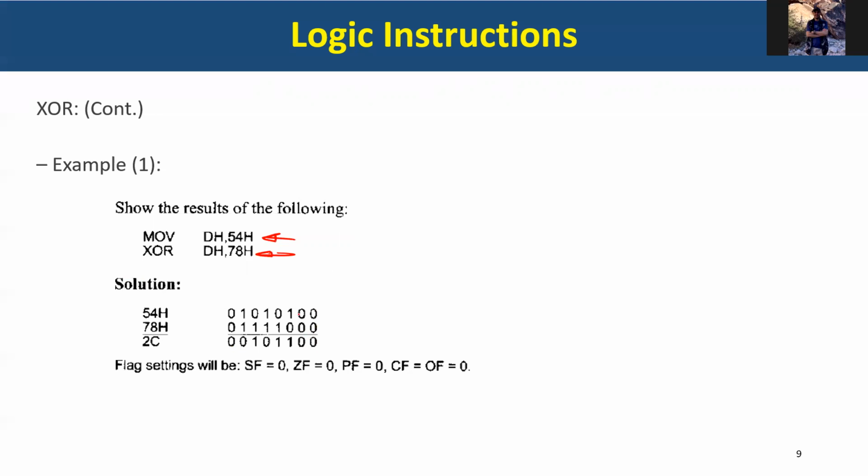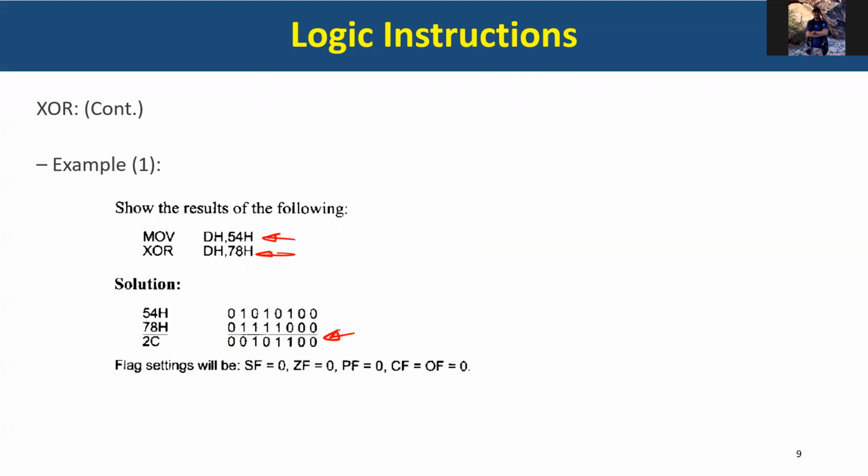So 0 XOR 0 is 0 because they are similar. 0 XOR 0 is 0 because they are similar. 0 XOR 1 is 1 because they are different. 0 XOR 1 is 1 because they are different. 1 XOR 1 is 0 because they are similar. 0 XOR 1 is 1 because they are different. 1 XOR 1 is 0 because they are similar. And 0 XOR 0 is 0 because they are similar.